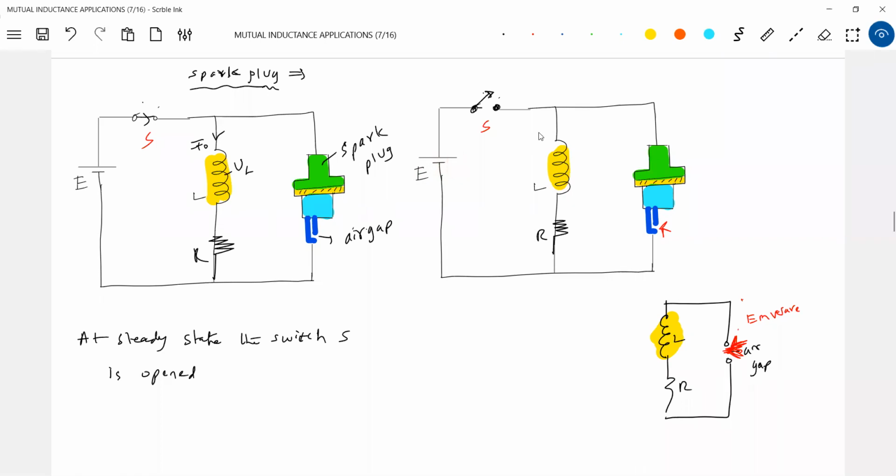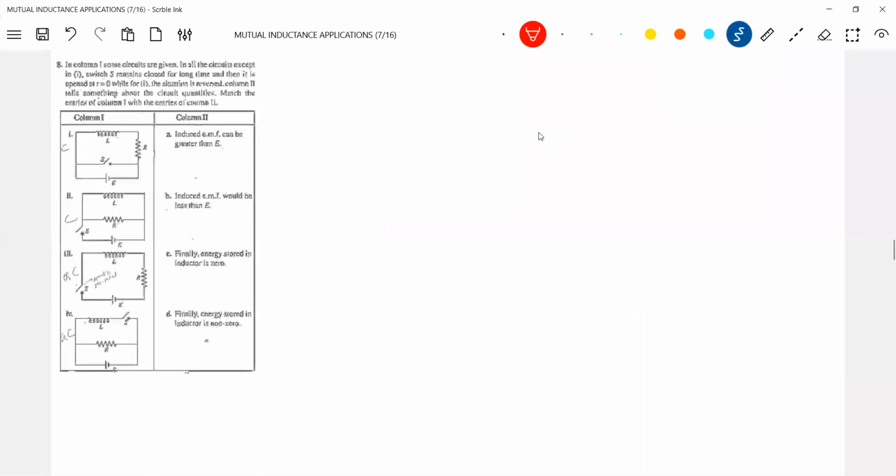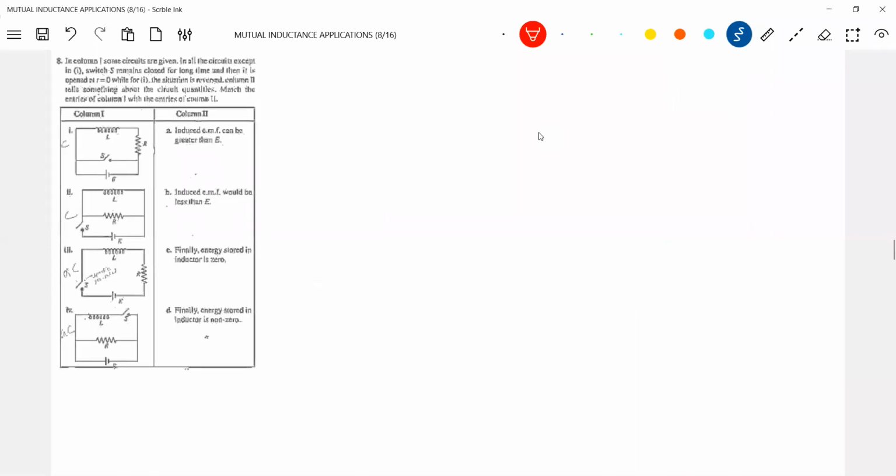So here I will put it like this. The spark suddenly generates within some 3 or 4 milliseconds, and within 2 milliseconds it vanishes, because all the energy across the inductor is converted into EM wave in this gap. Any general questions can also be asked here. Now come to this one, related to this, some questions are asked.